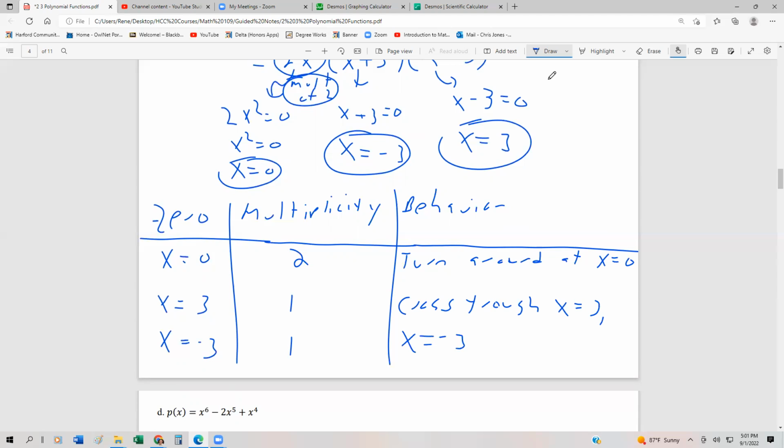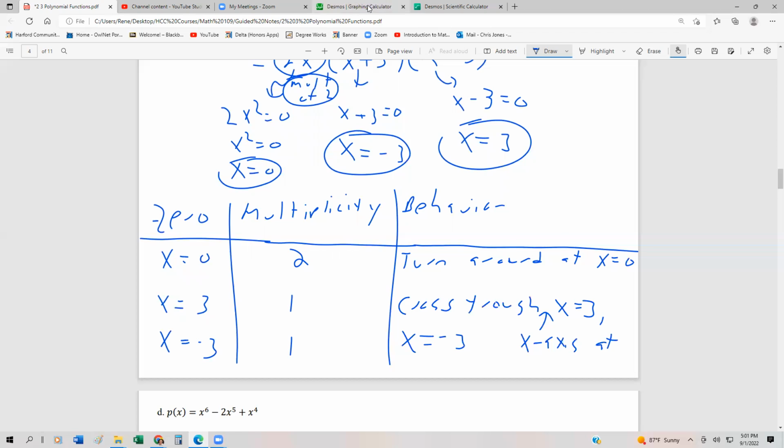Okay, and we should specifically say the graph crosses through the x-axis at x equals positive and negative 3. And of course, we want to verify this by graphing it. So let's go back to Desmos and graph this thing.